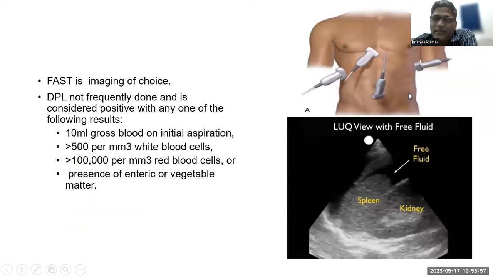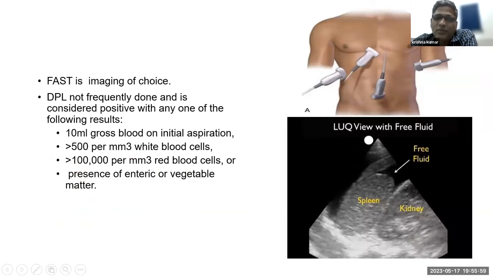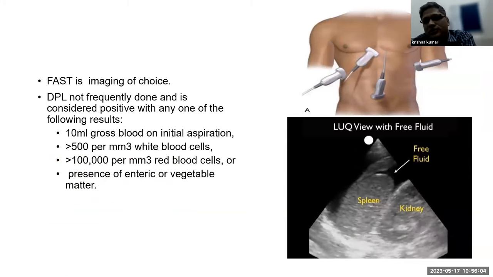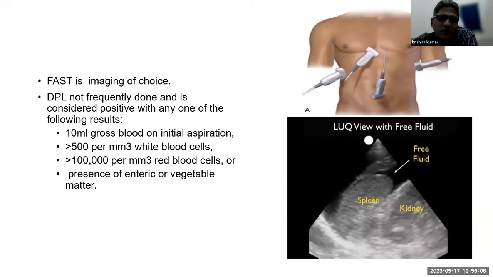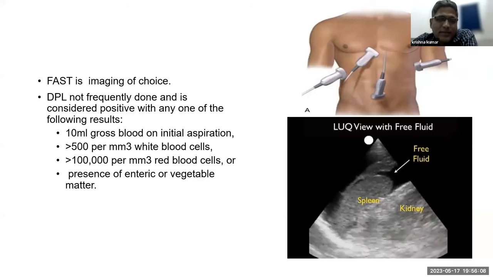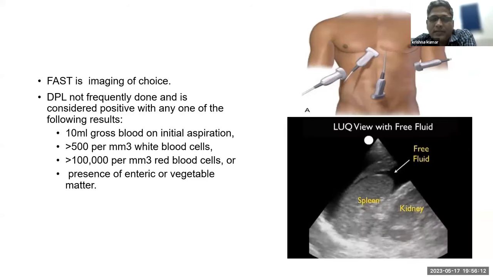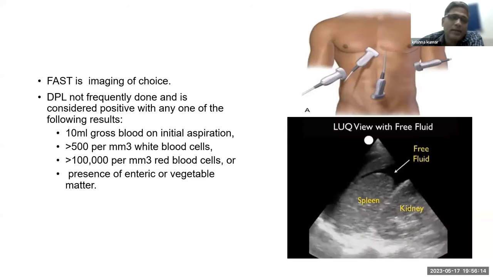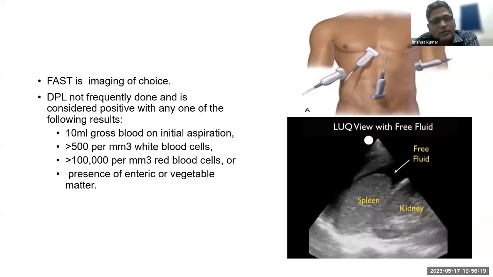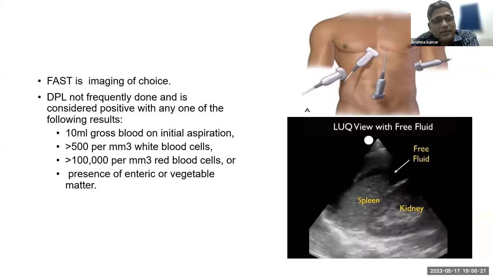There are four views in FAST, and in the extended FAST, you can also look at the lung for hemothorax and pneumothorax. The four views are the right upper quadrant view, the subxiphoid, the pelvic view, and the left upper quadrant view. Within 5 minutes, a trained person can quickly diagnose whether there is an intra-abdominal bleed. Diagnostic peritoneal lavage is not done routinely these days because of the availability of ultrasound at the bedside. But when ultrasound is not available, people use DPL.